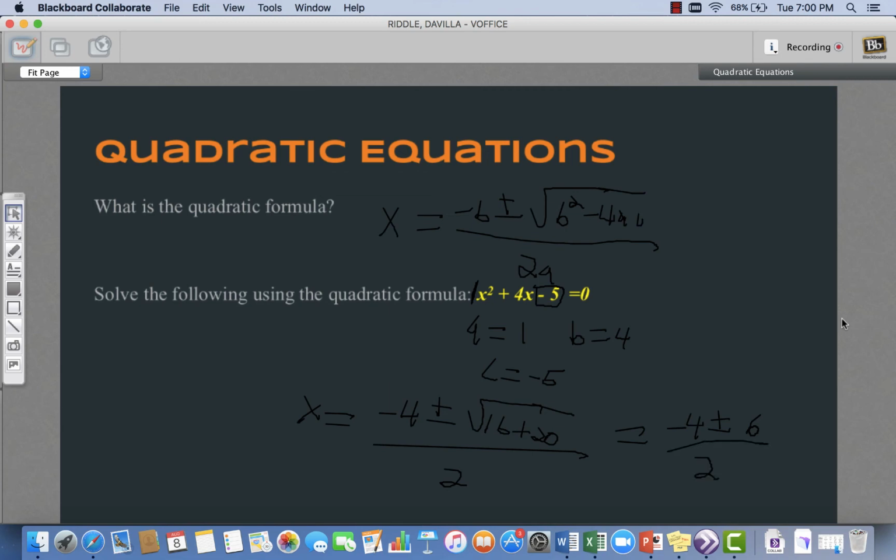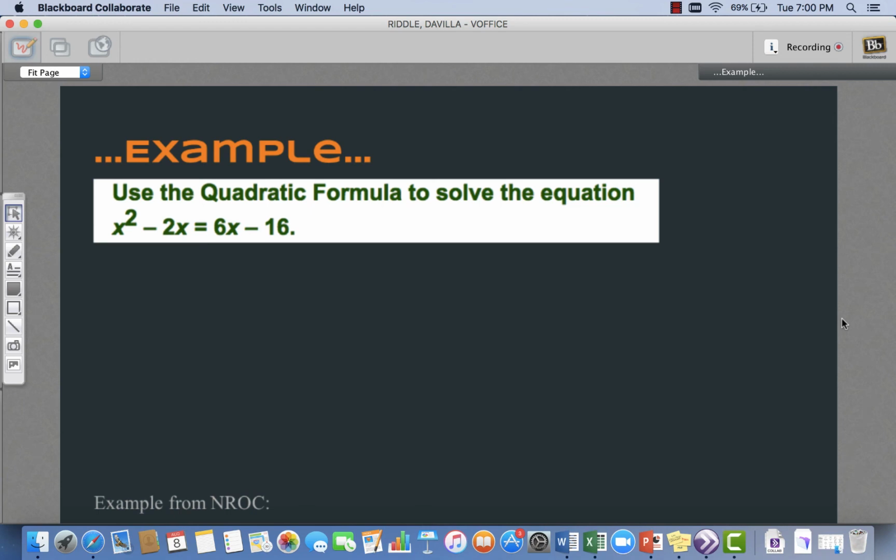Over 2. And now we could cancel out some numbers from there. And we see that x could either be negative 2 minus 6, or negative 2 plus 6. So that's how you can get your answer for x right there. So yeah, just briefly going through that because we're running out of time. So we can also use the quadratic formula to solve the equation there.